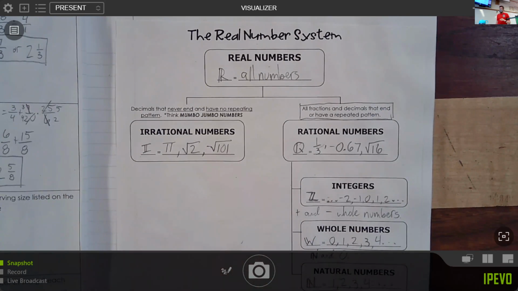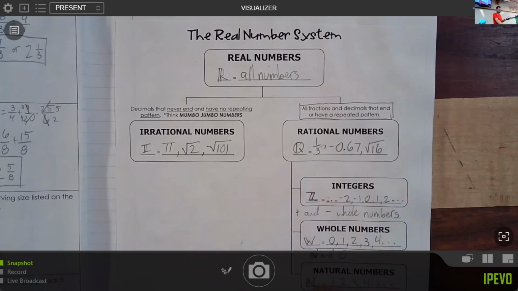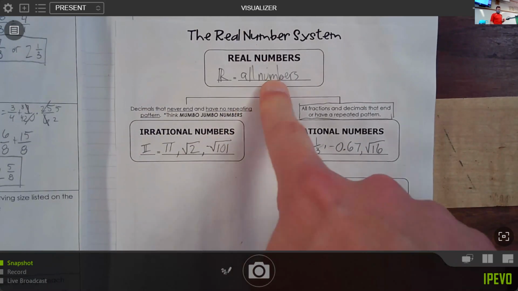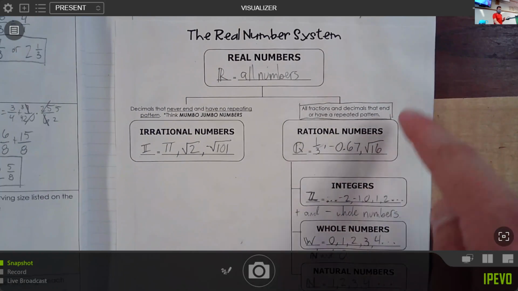All right. So the next thing we're going to do, and I also want to point out, natural numbers are whole numbers. Natural numbers are integers. Natural numbers are rational, and natural numbers are real numbers. Integers are rational numbers. Not every rational number is an integer.